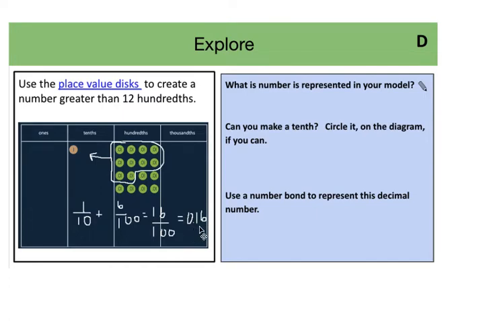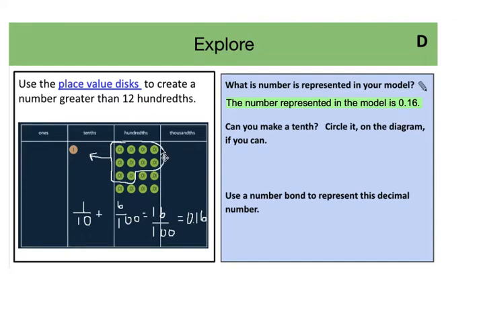So I read it as a 2-digit number, 16, and then I read the place value of the rightmost number. So 16, the 6 is in the hundredths place, so I read it 16 hundredths. So what is the number that is represented in my model? The number represented in the model is 16 hundredths. Can you make a tenth? Circle it on the diagram if you can, and we've done that. We've circled the group of 10.